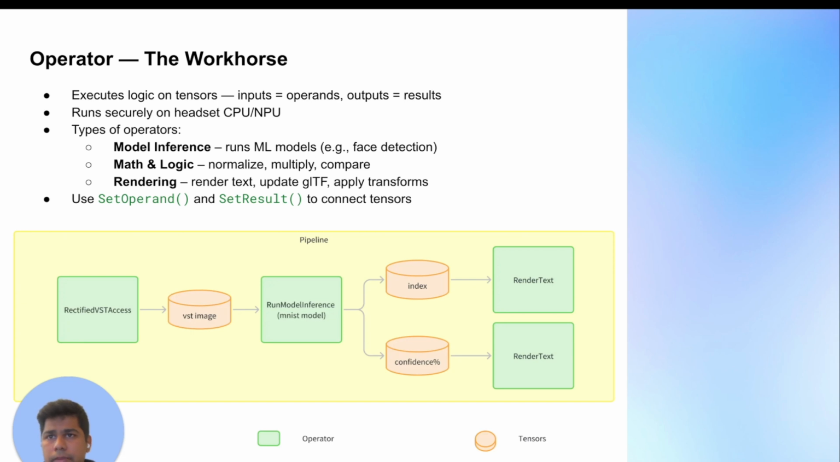Next is the operator, which is like the function or processing unit of SecureMR. Operators take input tensors, perform some operation, and then write results into the output tensor. For example, one operator might capture camera images, another might run your machine learning model on the NPU, and another could render the result into 3D space. You can connect them using set operand for inputs and set result for outputs. That's how data flows securely through the pipeline.